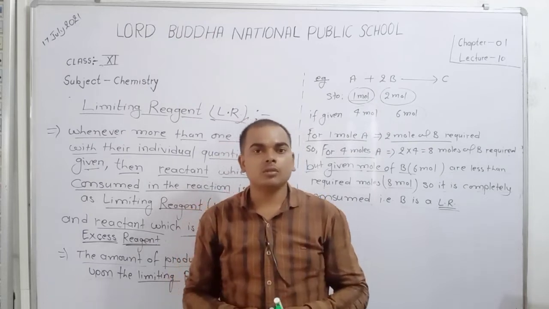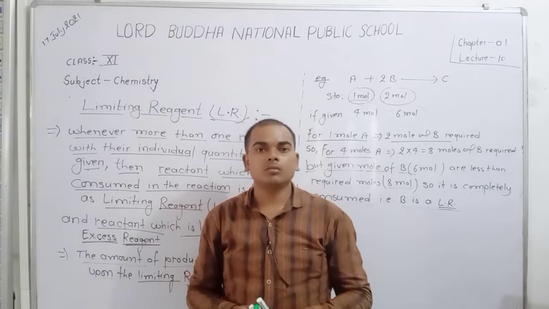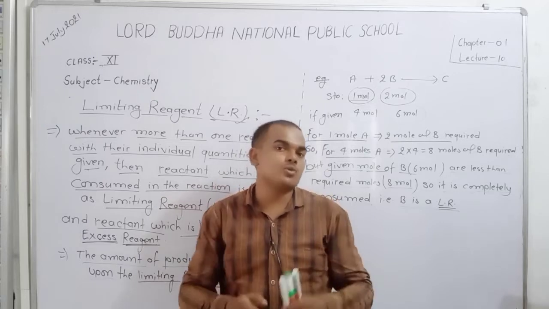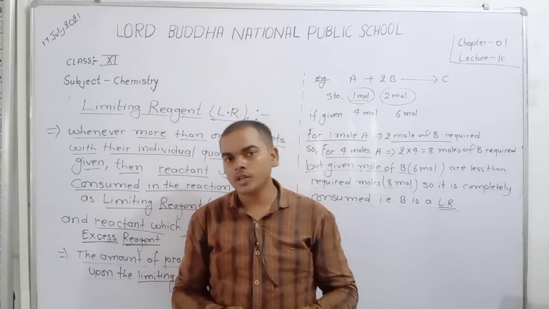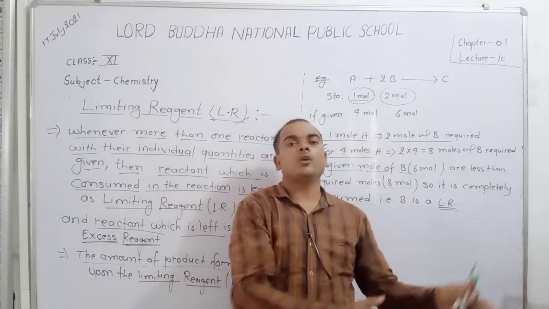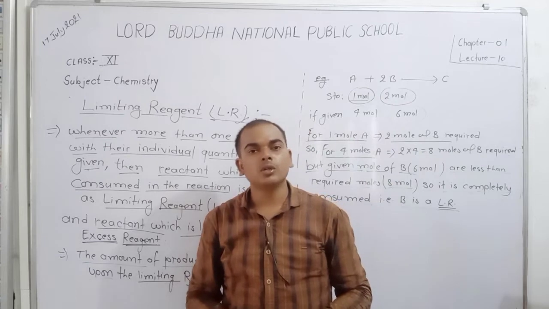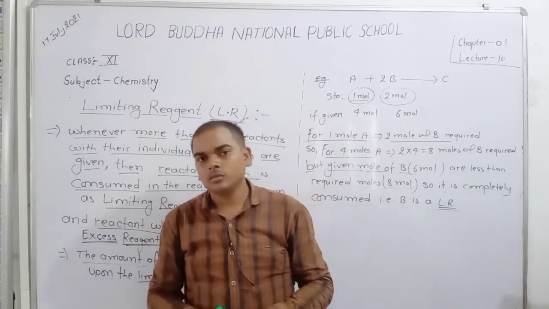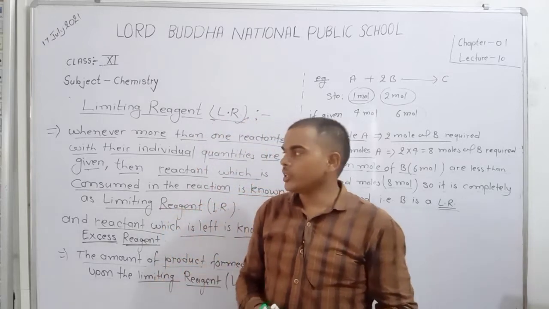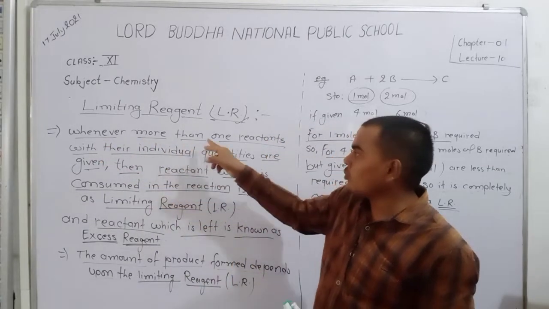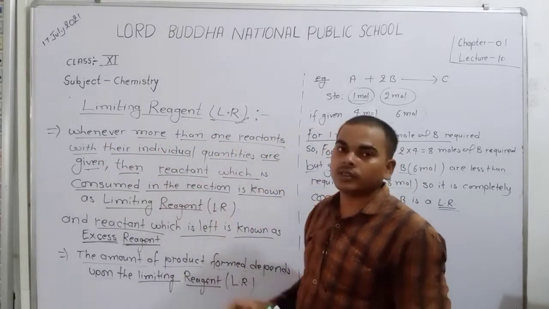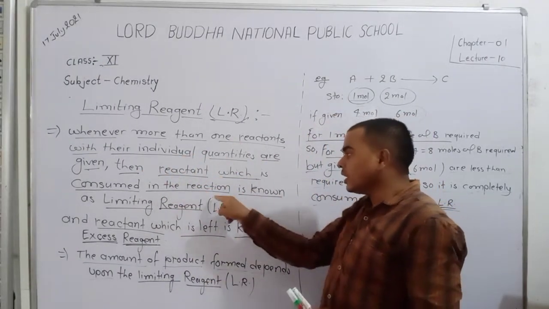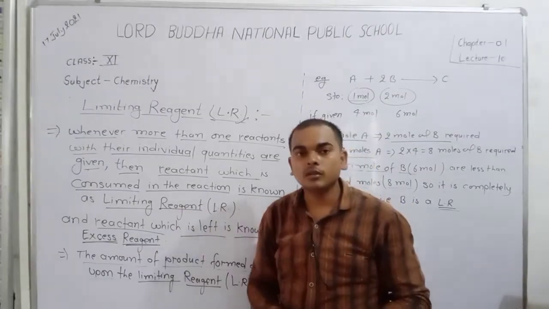So during the reaction, oxygen is consumed without completion of the reaction, and the amount of carbon dioxide and water produced depends upon the limiting reagent that is consumed in the reaction. Dear student, so we write here: whenever more than one reactant in their individual quantities are given, then the reactant which is consumed in the reaction is known as the limiting reagent.